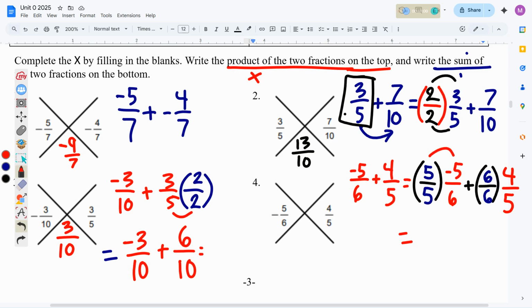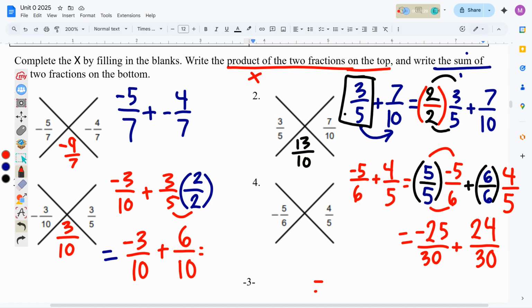So 5 times -5 is -25. And 6 times 5, right? Bottom times bottom is 30. Okay? But notice how this one is also going to work out to be a 30. Is that a coincidence or did this happen on purpose? You really have to realize that we're making a plan every time to get this number to be the same denominator as the other number. Okay? So in this case, we had to change both of these fractions, right? 6 times 4 is 24.